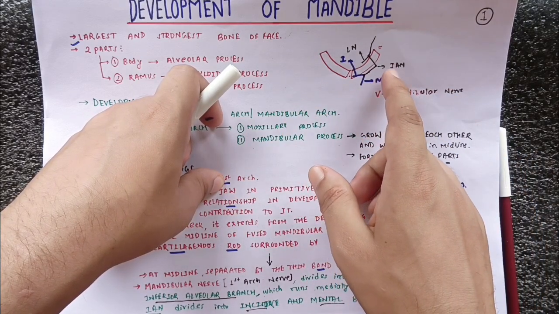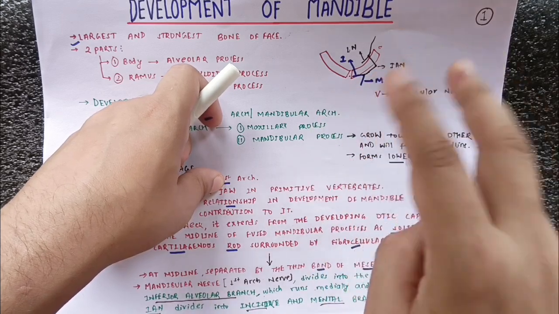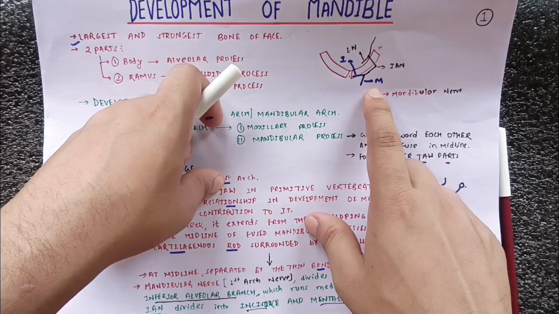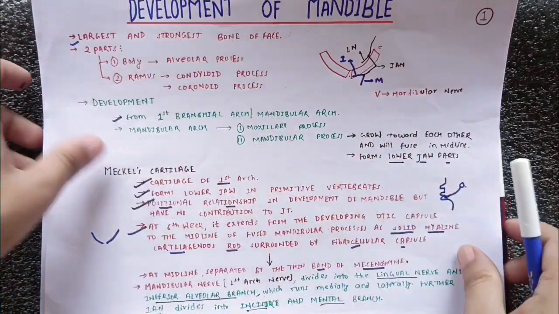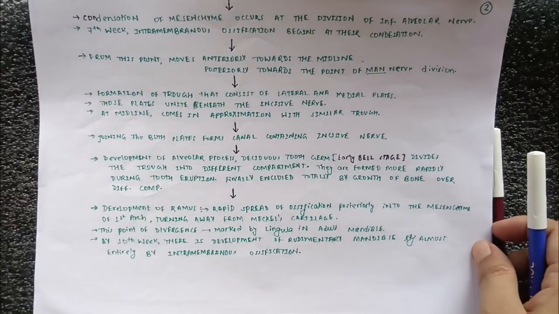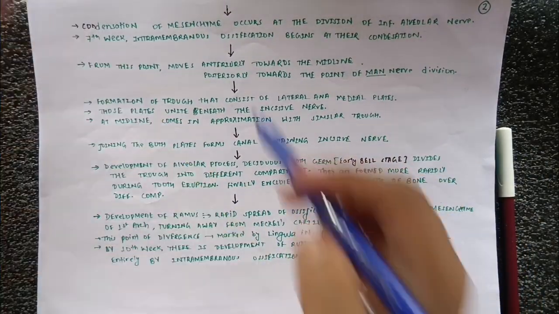After that, again it moves to the midline, the inferior alveolar nerve gets divided into another two branches, and that is the incisive branch and another is the mental branch. Okay, now we have got the proper overview. Now let's discuss it properly.